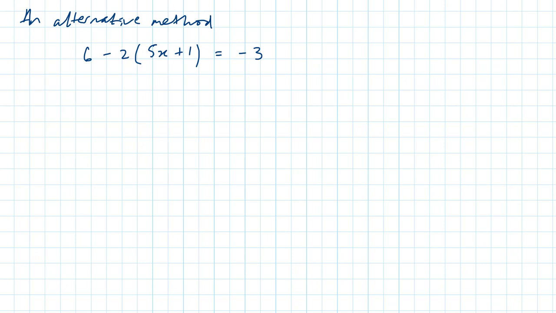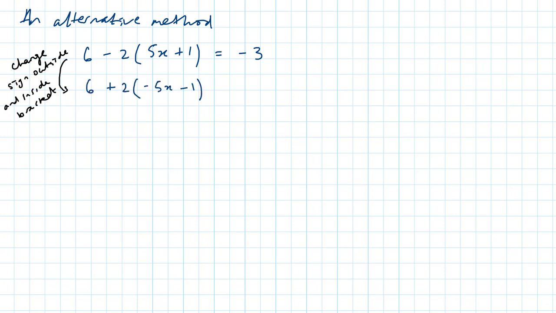So this is an alternative way of solving the previous problem, example 4. Starting off with the problem, what we can do, as we've done previously when we expanded brackets, is change the sign outside the bracket and change the sign of everything inside the bracket. So we end up with 6 plus 2, then negative 5x, negative 1 equals negative 3.